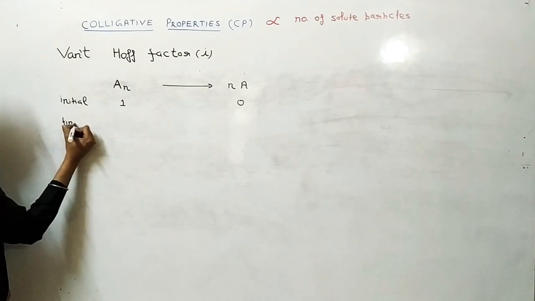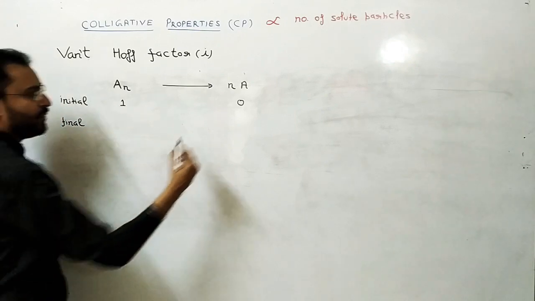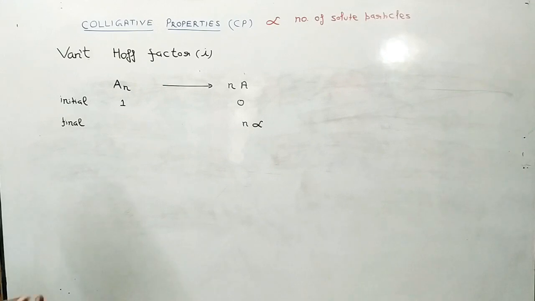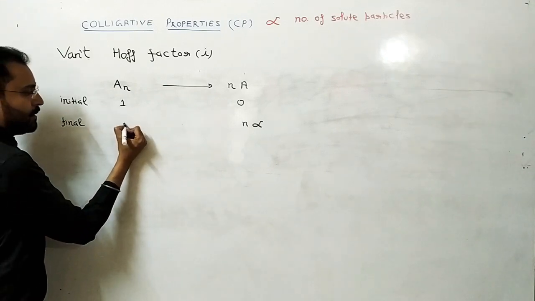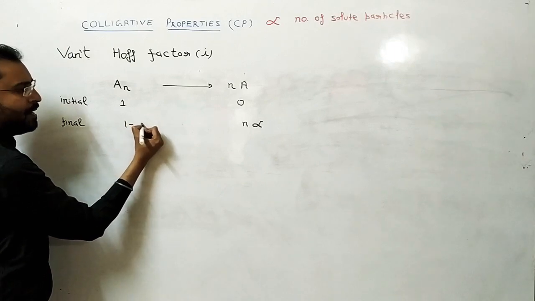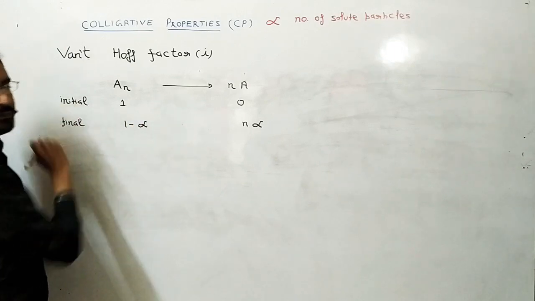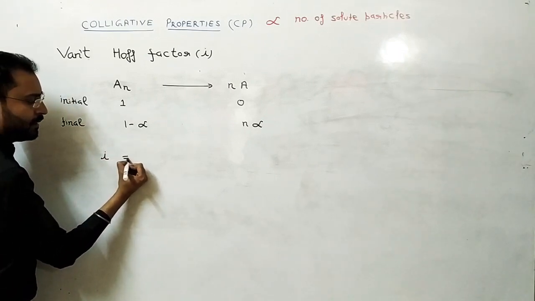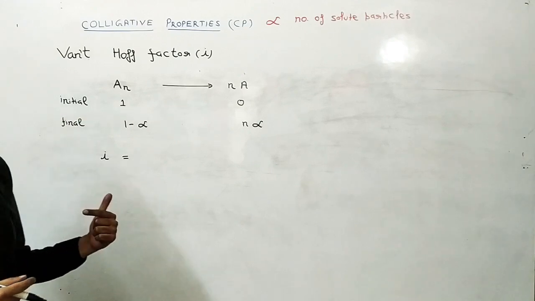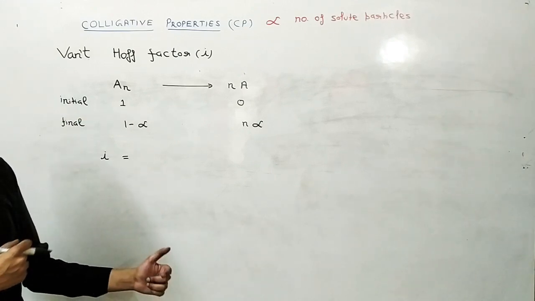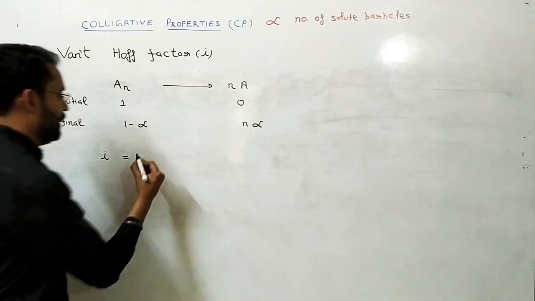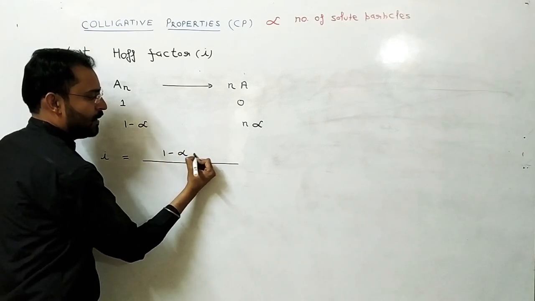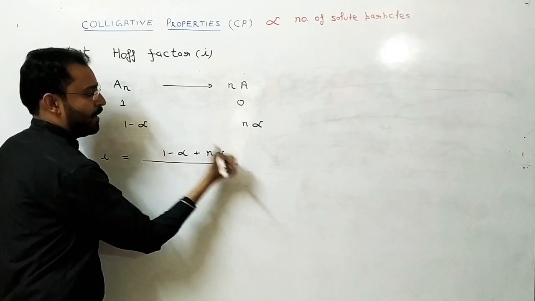Final: it's n alpha, and obviously alpha is the degree of dissociation as explained earlier. How many are left? 1 minus alpha. Value of i: remember, i is the number of solute particles in the solution divided by the number of solute particles taken. So i is 1 minus alpha plus n alpha.